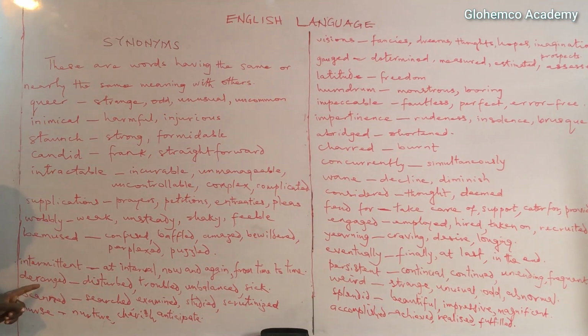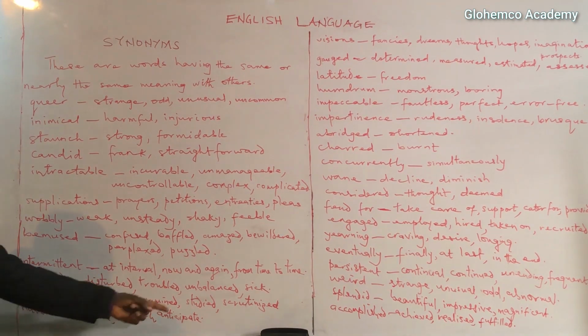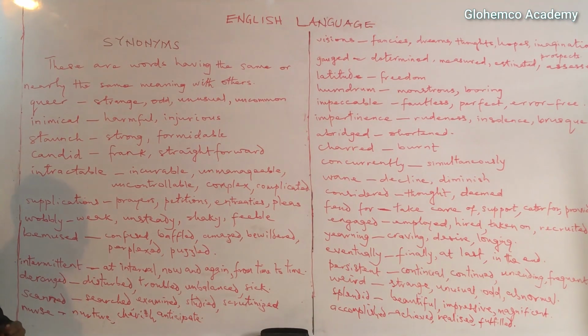All right. Now the next one is deranged. To be deranged means to be disturbed, to be troubled, to be unbalanced. Well, perhaps mentally. So when you refer to a person as being mentally unbalanced, you know what that means? It simply means that person is not all right upstairs. All right. Then the next one, scan. When you scan something, that's where you get the word scan on your system. Searched, examined, studied, or scrutinized.